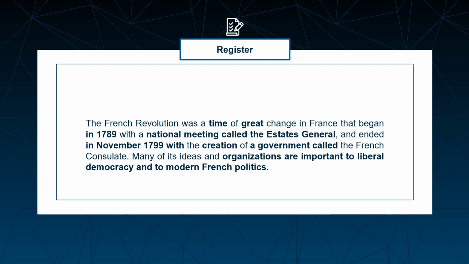The French Revolution was a time of great change in France that began in 1789 with a national meeting called the Estates General and ended in November 1799 with the creation of a government called the French Consulate. Many of its ideas and organizations are important to liberal democracy and to modern French politics.